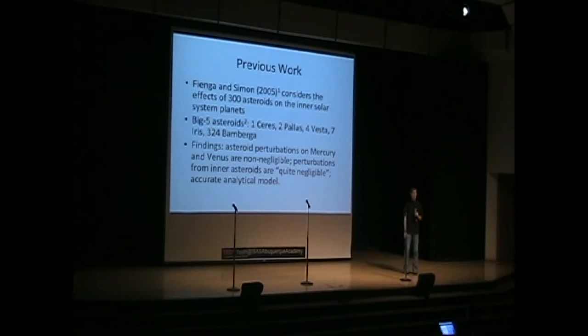These uncertainties are largely caused by the asteroids. So previous work, Fienga and Simon in their 2005 research paper considered approximately 300 asteroids and their effects on planetary motion in the inner solar system. As well, they integrated the big 5 asteroids, Ceres, Pallas, Vesta, Iris, and Bacteria, separately from the planets so that they only feel these planets. So what they find is that asteroid perturbations on Mercury and Venus are non-negligible. However, perturbations from the inner asteroids are quite negligible. Also, they find that the accuracy of the analytical model is comparable to the accuracy of high-precision numerical integrations.